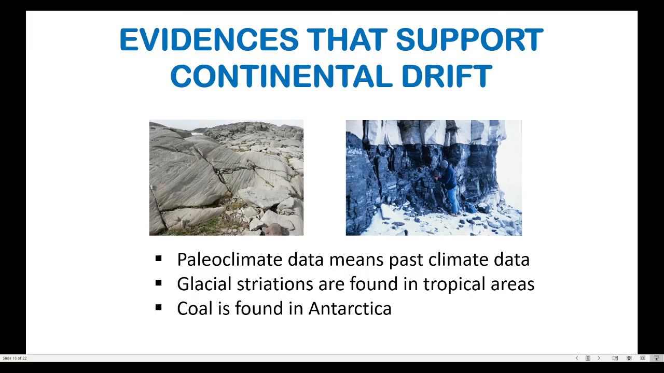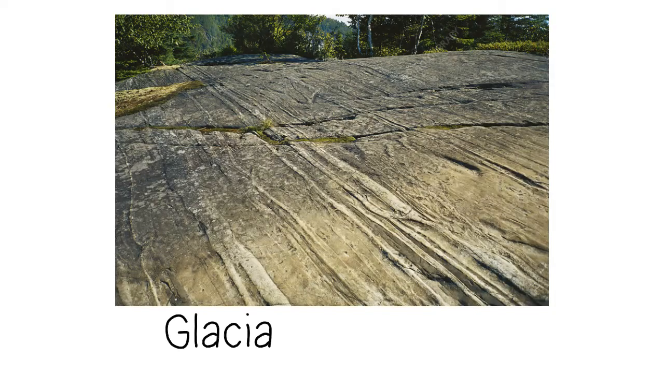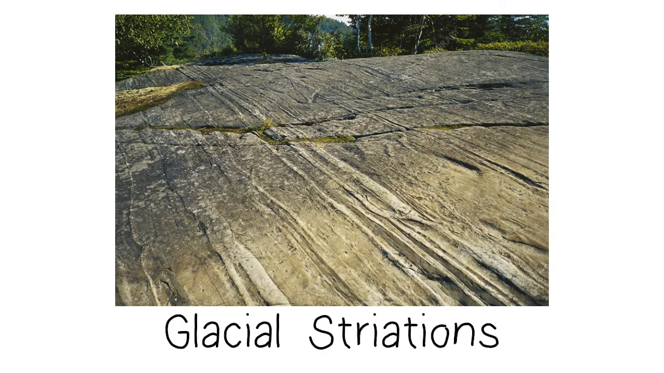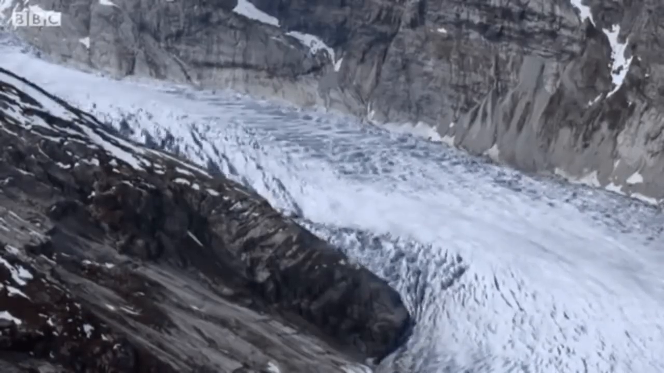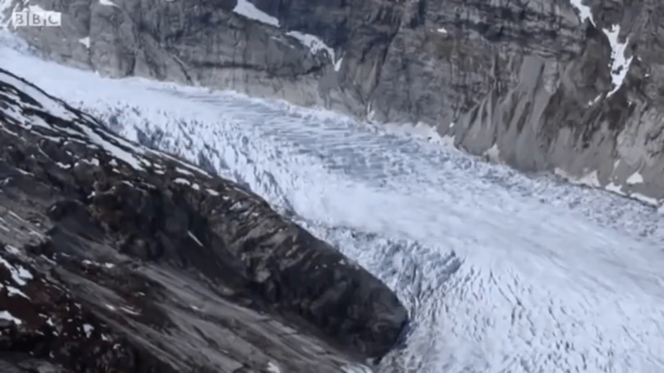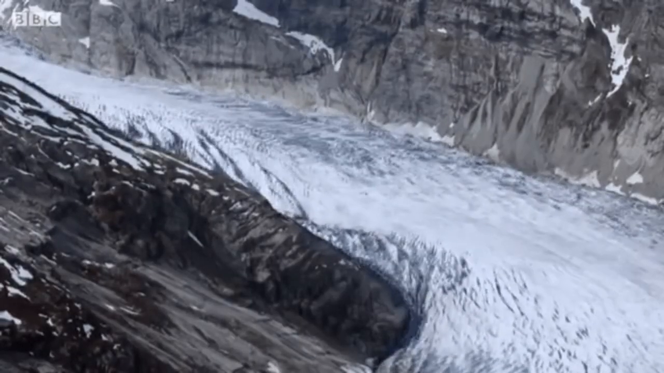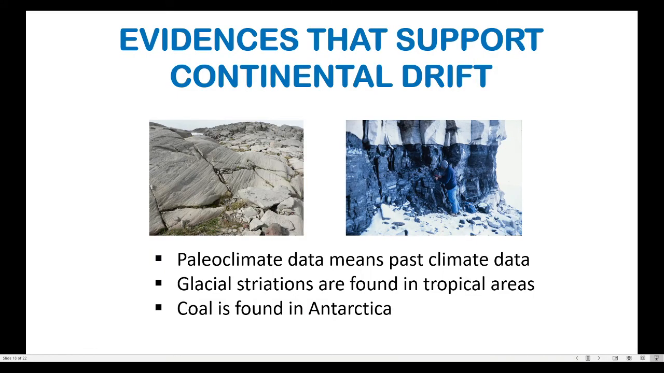So, dun muna tayo sa glacial striations. What are glacial striations? So, glacial striations are marks that are left by glaciers when they are moving. Syempre, glaciers from time to time, they will tend to move from one place to another, maybe because of melting or because of environmental reasons. And when they move and they touch stones, they tend to leave striations or scratches. So, just like what you can see in this picture. However, most of these glacial striations are found in tropical areas.